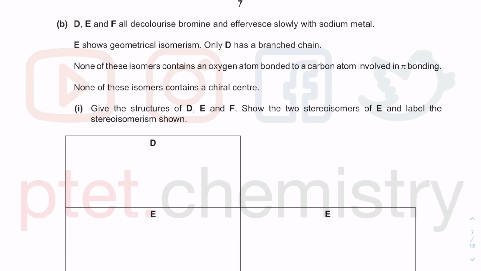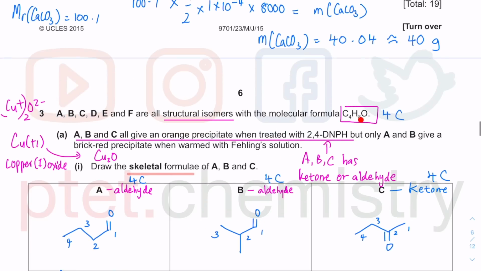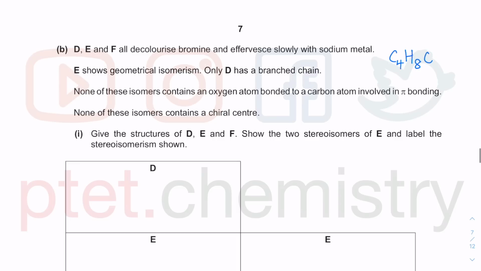Now we're talking about 4 carbon just now. I think C4H8O. So when we look at C4H8O, we are not looking at aldehyde or ketones. So these are D, E, and F. They are not aldehyde, not ketones, because they did not give you the orange precipitate with 2,4-DNPH.